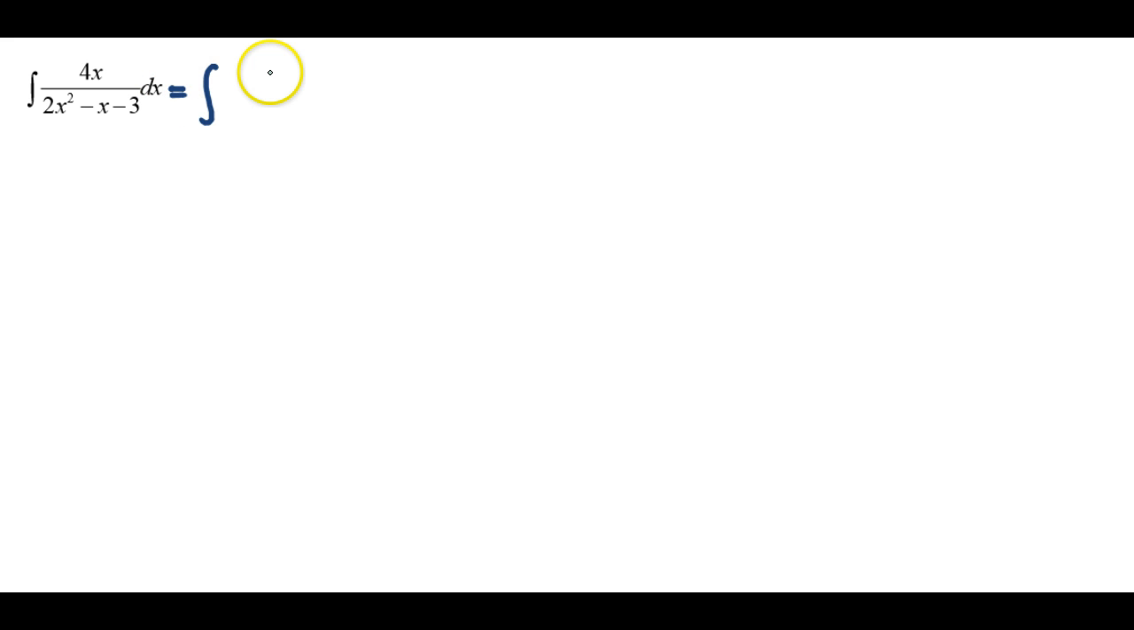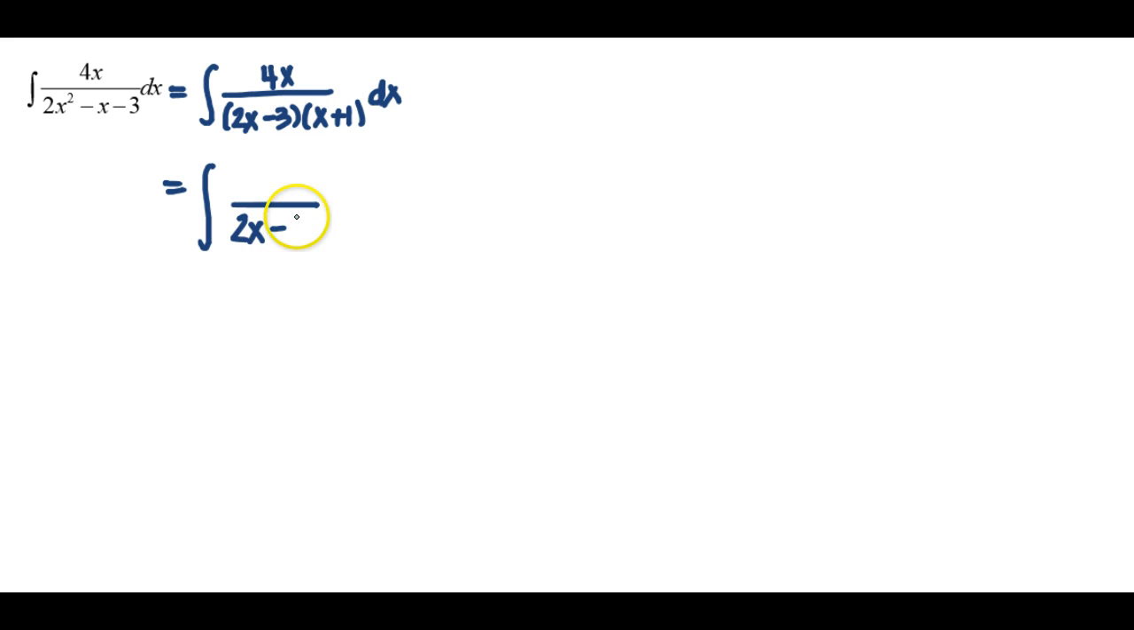We'll jump straight to factoring the denominator. So I have 4x over the bottom factors to 2x minus 3 times x plus 1 dx. So now 2x minus 3 is going to be the denominator of one rational function. And since this is a linear function, above it goes a constant a, plus x plus 1 on the other rational function, and because it's linear, a constant b goes above x plus 1 dx. So now we're in search of a and b.